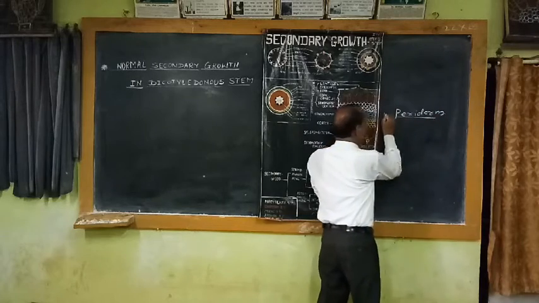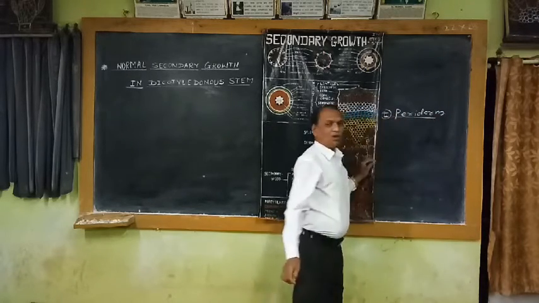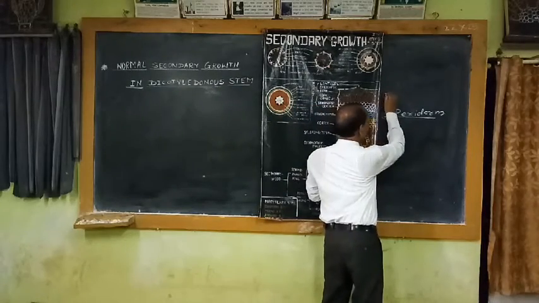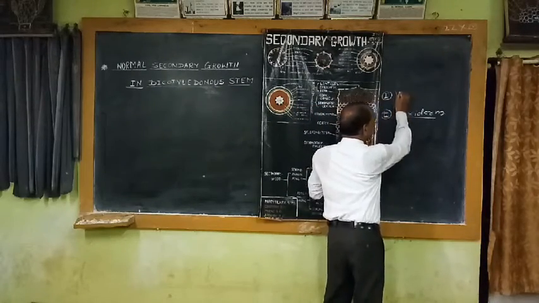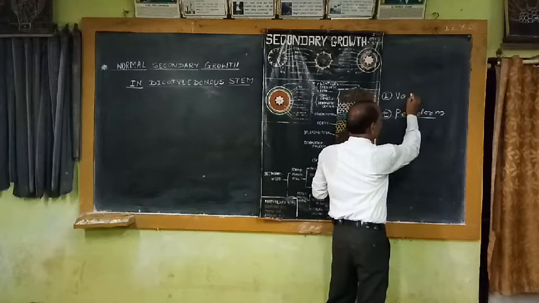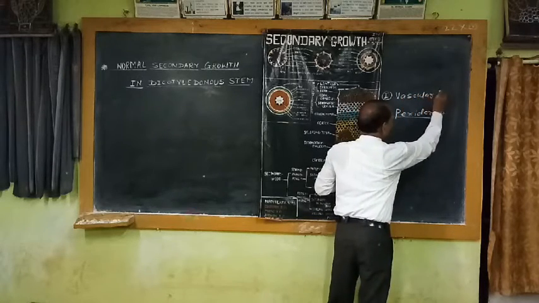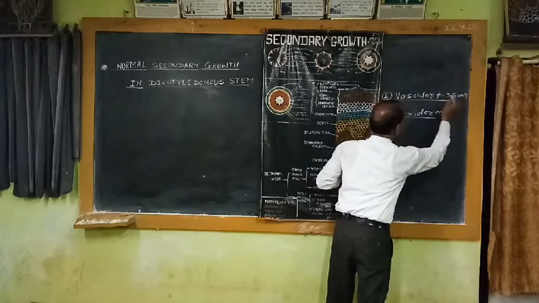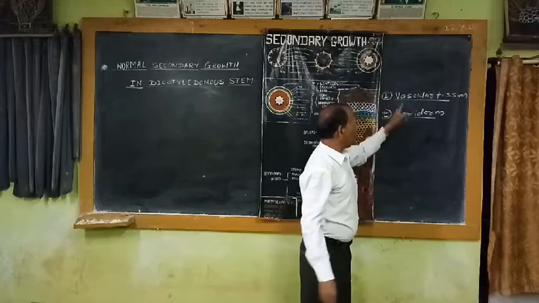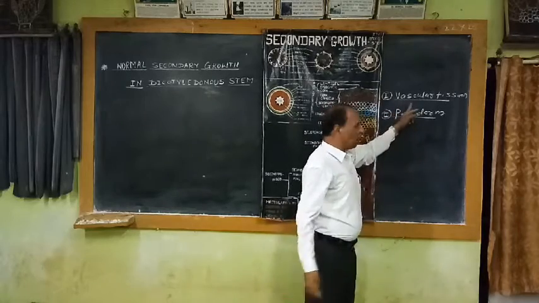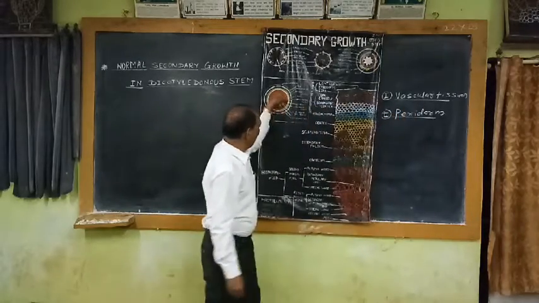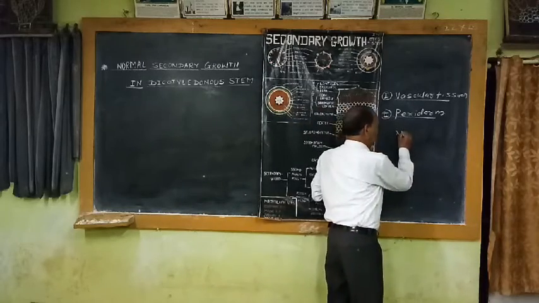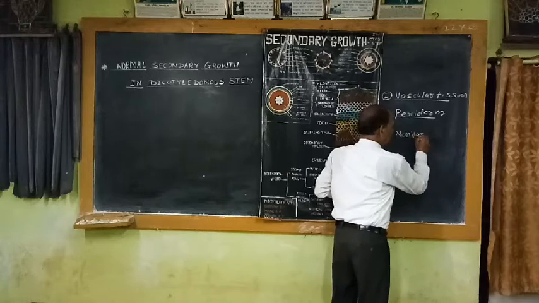So formation of periderm is the second step or second stage during the process of secondary growth. The first stage or step in the secondary growth is the addition of vascular tissues. So vascular tissue formation in the form of secondary xylem and secondary phloem takes place by the activity of this vascular cambium, and this periderm formation means non-vascular tissue formation.